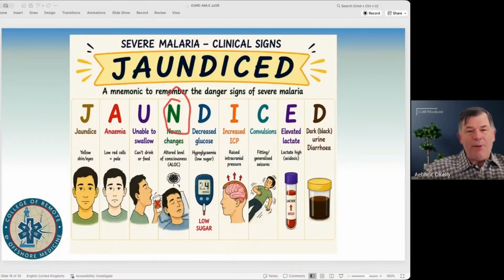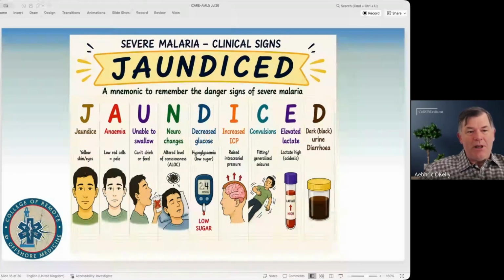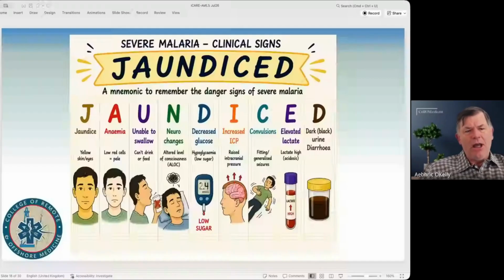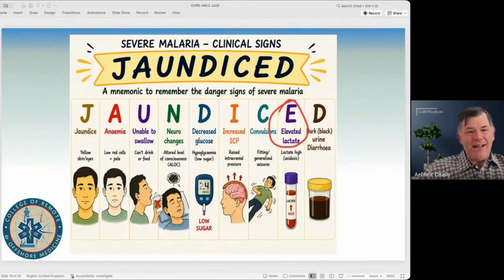Altered mental status because of that increased ICP. Their glucose is going to be way, way low, and we need to make sure that we keep that up. Increased ICP, and we're going to monitor that with the ultrasound. Could be some convulsions, which could be an indication of cerebral malaria. And once we have cerebral malaria, or they can't swallow, they are severe. And elevated lactate, so we've got to keep an eye on that. It's 1.1 at the moment. And dark urine and diarrhea.